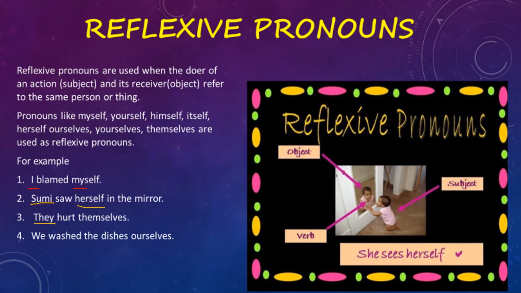Next, they hurt themselves. Now see, they changes to them, we know, and selves, S-E-L-V-E-S, selves, because this them is a plural form. We washed the dish ourselves. Now we is the subject pronoun and it changes into our, but as we are doing with reflexive pronoun, it will be selves, S-E-L-V-E-S, selves. So in the reflexive pronoun, the doer of an action and the receiver of the action will be the same.